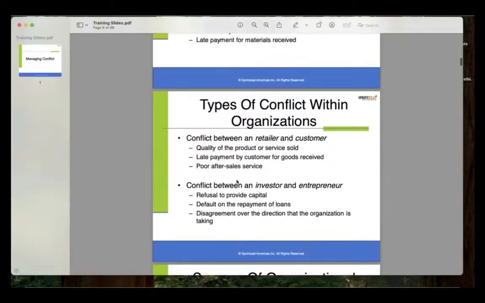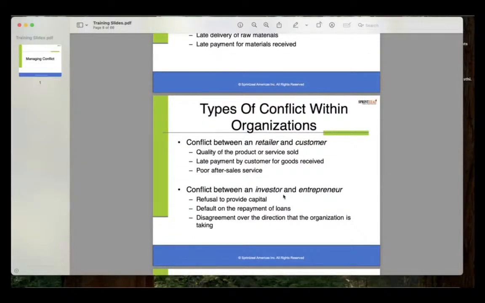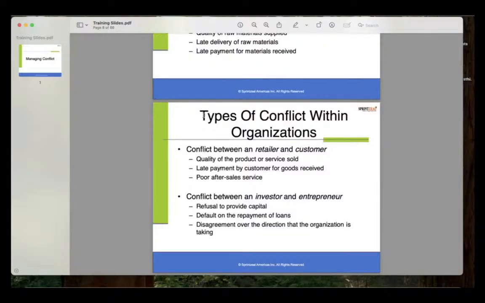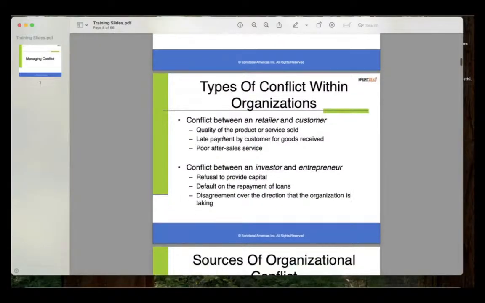Then if we see the investor and entrepreneur, what type of conflicts can be there? Refusal to provide the capital. If the investor refuses to provide the capital, then default on the repayment of loans. So these are some of the situations given here. This will help you whenever you are going to understand the conflict in depth. So these situations definitely are going to help you. Okay, so after understanding the types of conflicts within the organization, we will move forward to the sources of organizational conflicts. So, what are the sources of these organizational conflicts?